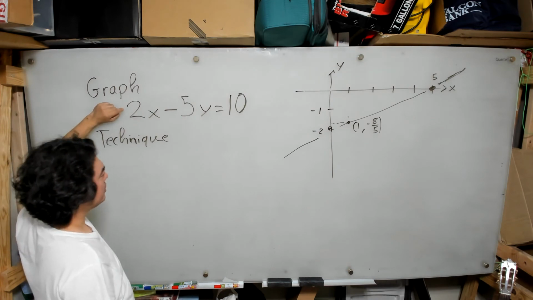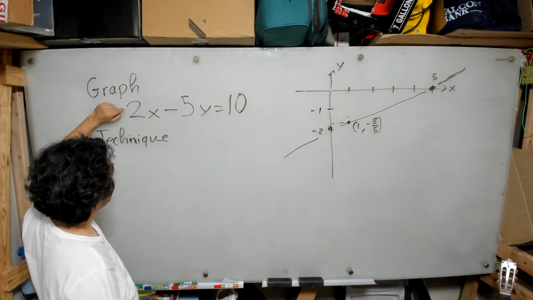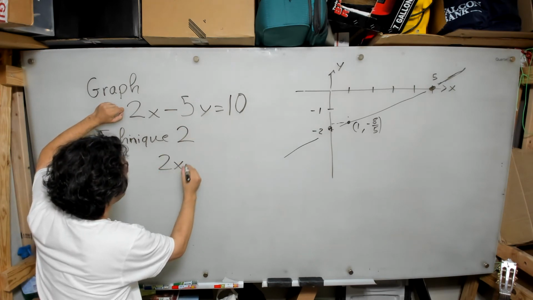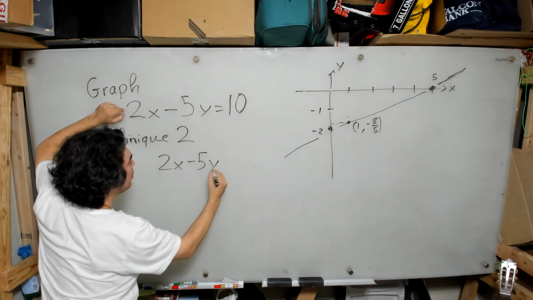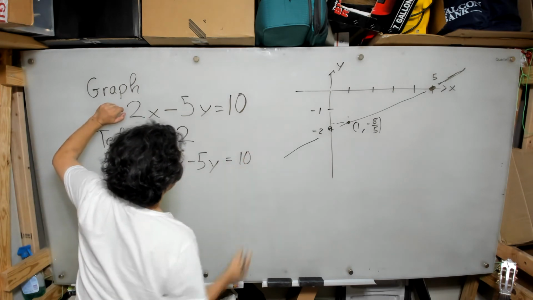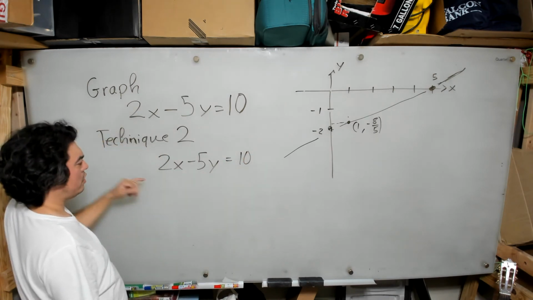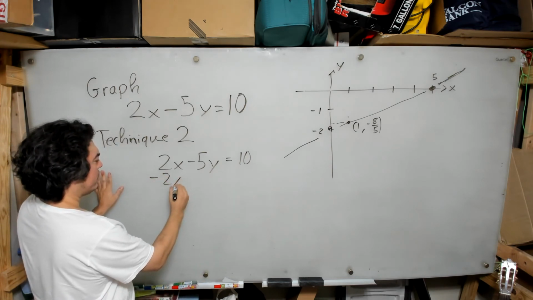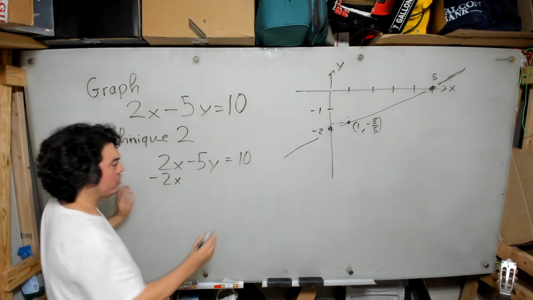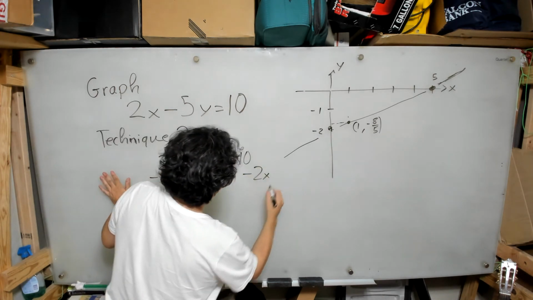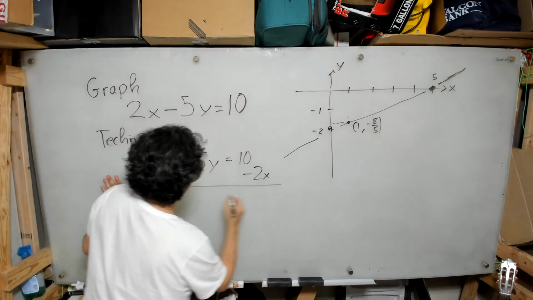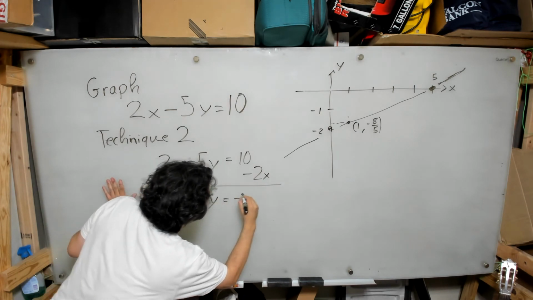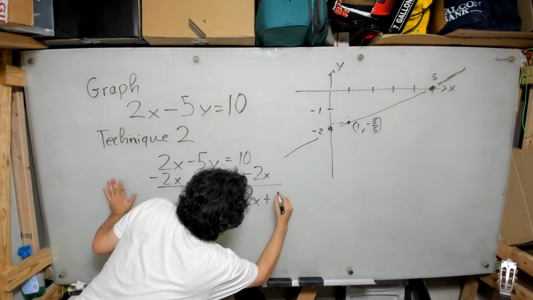So let's say I look at this. I'm going to copy it here: 2x minus 5y is equal to 10. Then I'm going to subtract the 2x to the other side. Minus 2x, minus 2x. And I get that negative 5y is equal to negative 2x plus 10.